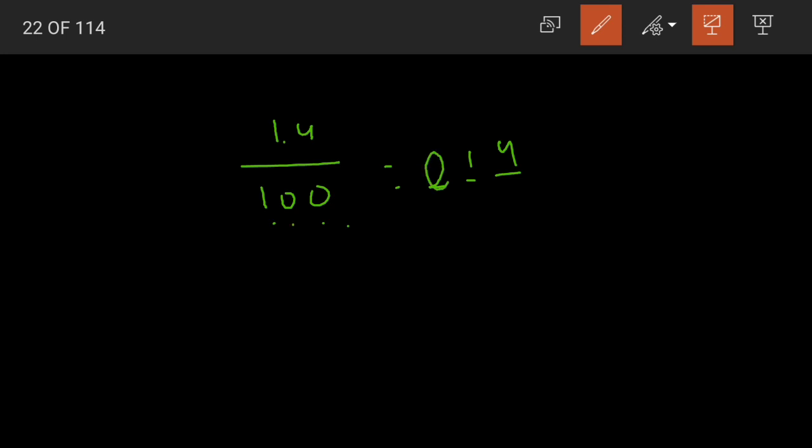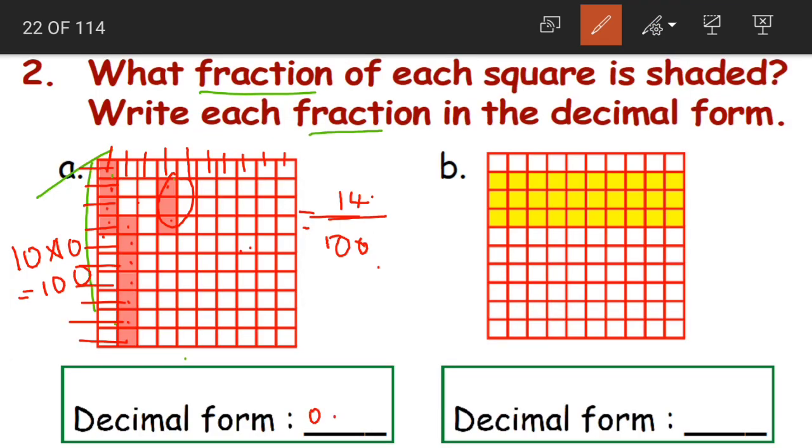Now how will we represent this in decimal form? 14 divided by 100. Now the denominator is a 3-digit number, but the numerator has only 2 digits. So for the third digit we will place 0. And coming to the decimal point, 100 has 2 zeros. So after 2 digits from the right, I will place my decimal point. 0.14 becomes the decimal number that represents the given figure.